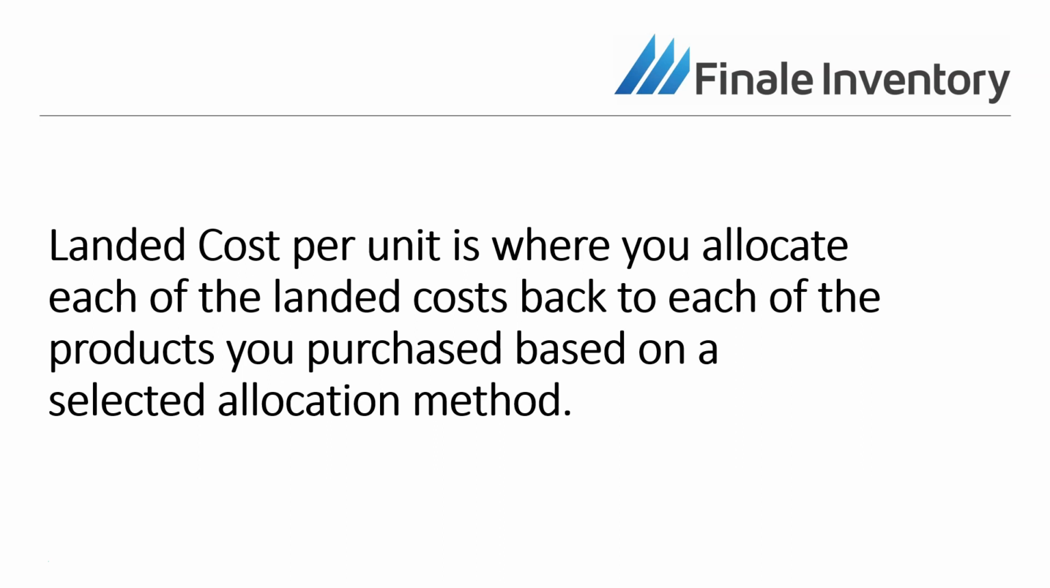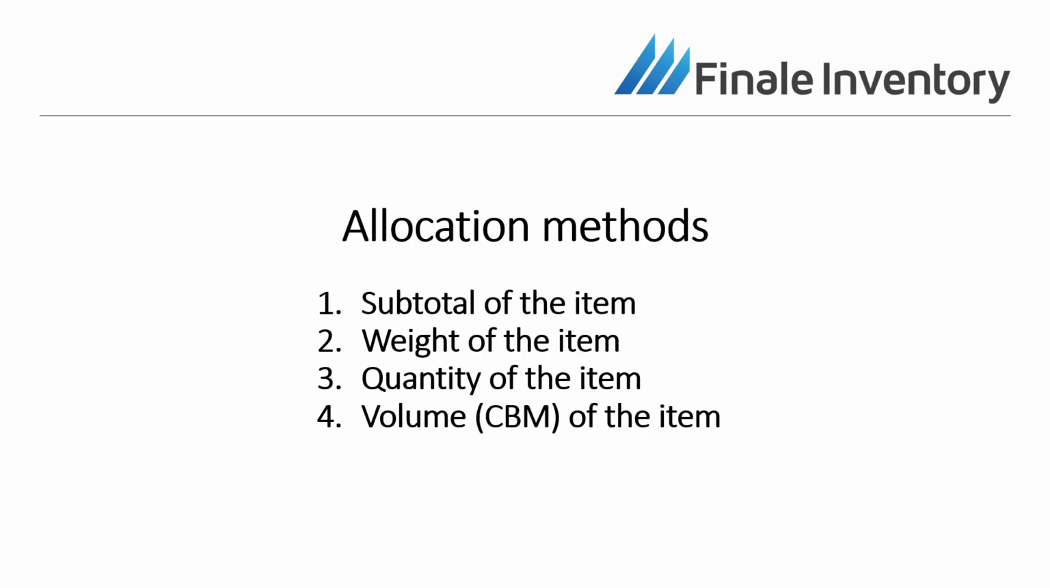That's where you allocate each of those landed costs back to each of the products that you purchased based on some allocation method. Now in Finale Inventory, we have set up 4 different allocation methods. So you could choose to allocate the cost of these landed costs back to the items that you ordered based on the subtotal of the item, meaning the dollar amount that you paid for those items, or you could use the weight of those items. So that means the more that the item weighs, it gets more associated cost to it.